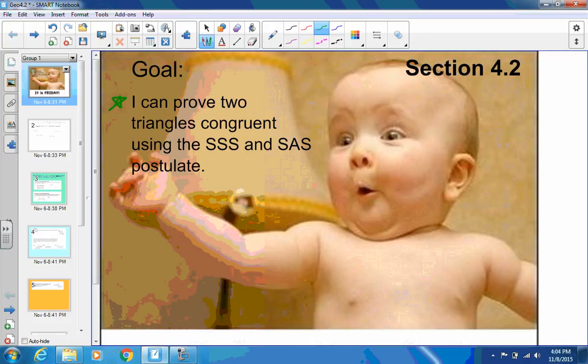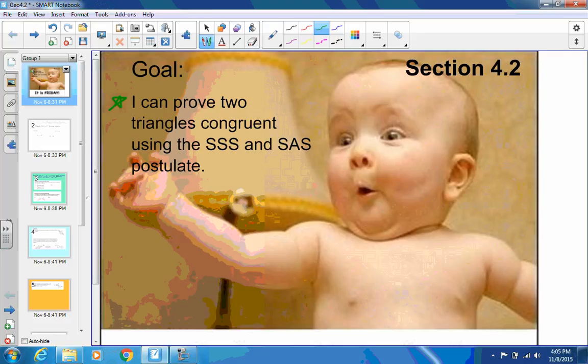Now, SSS stands for side, side, side, and SAS stands for side, angle, side. So we'll learn about what those are, and we'll use those in a couple examples, and we'll even use them in a couple of proofs. All right, so make sure that goal is written down.